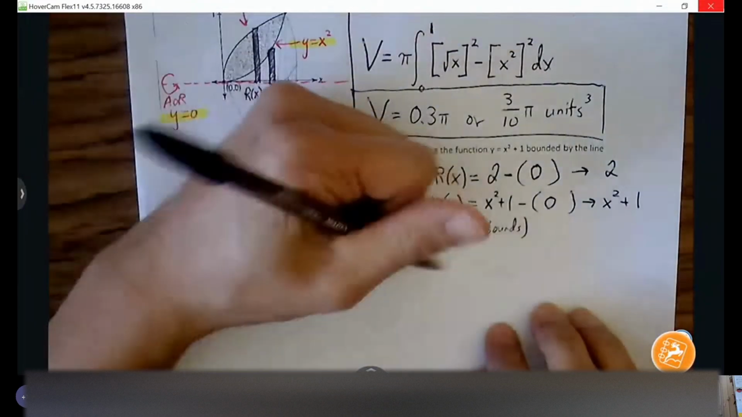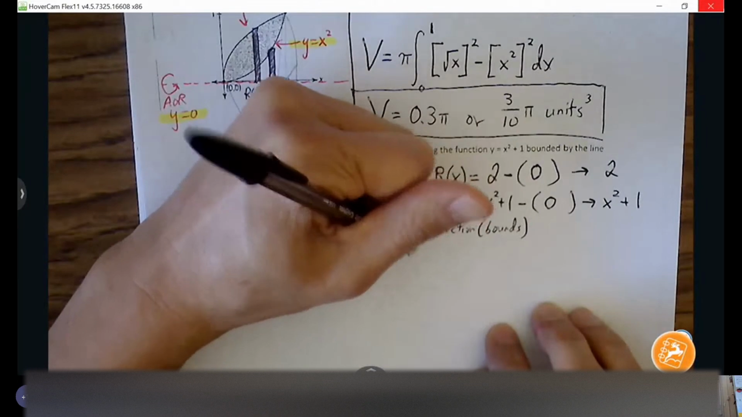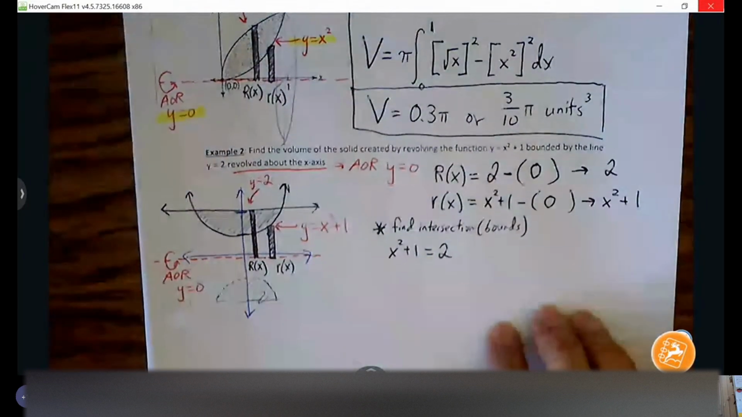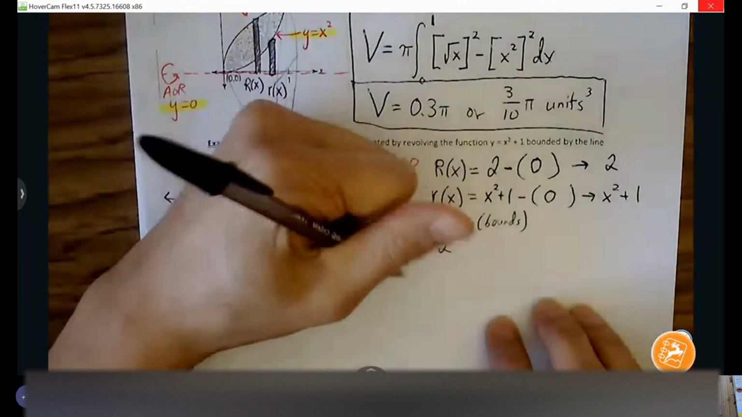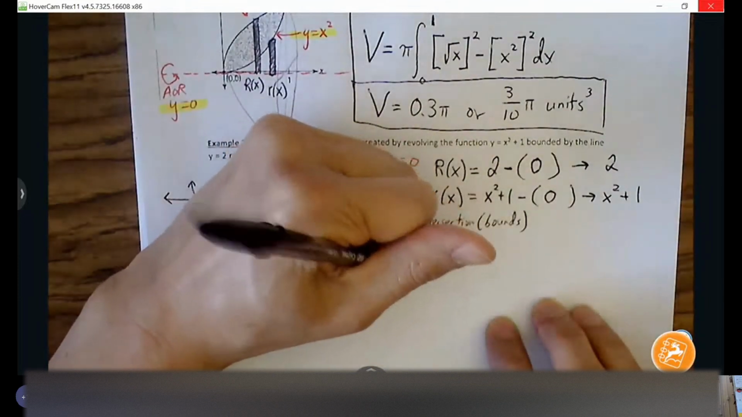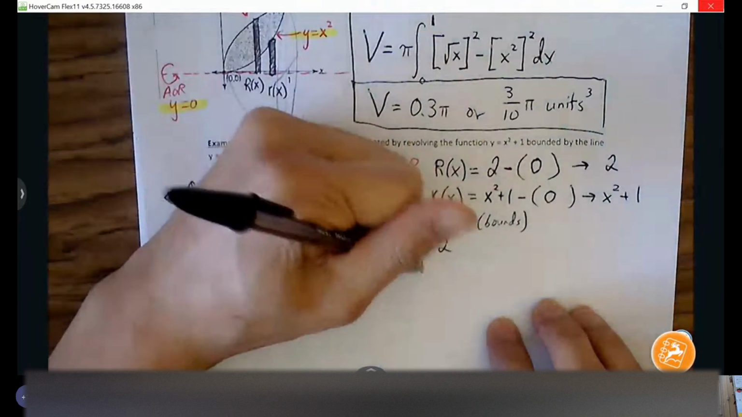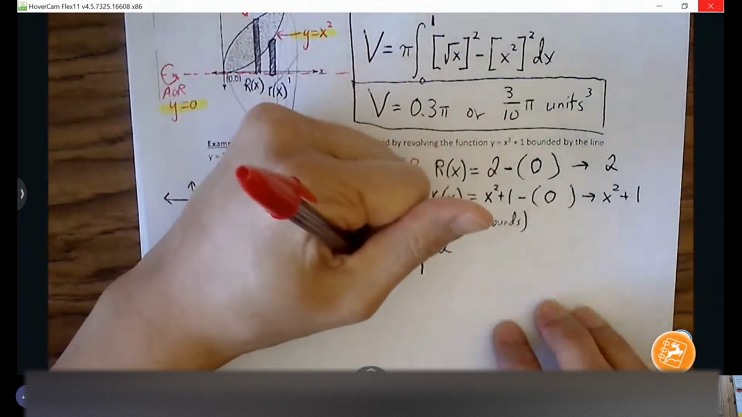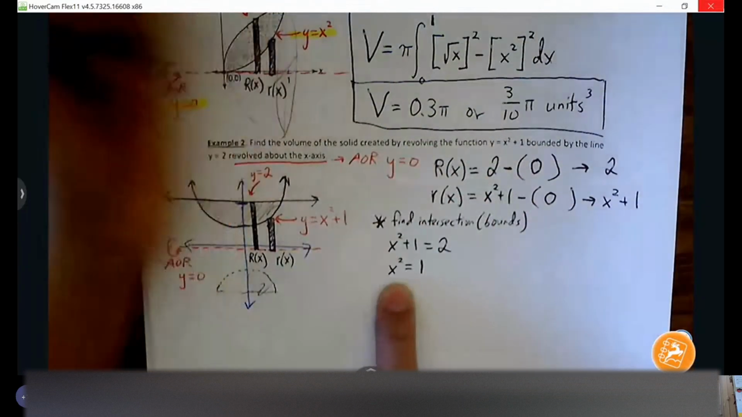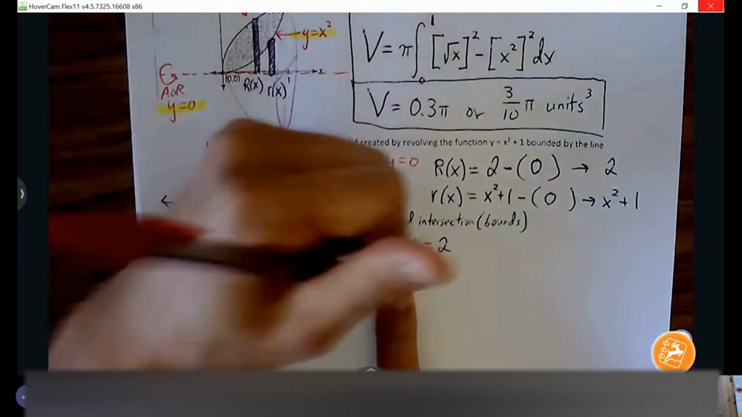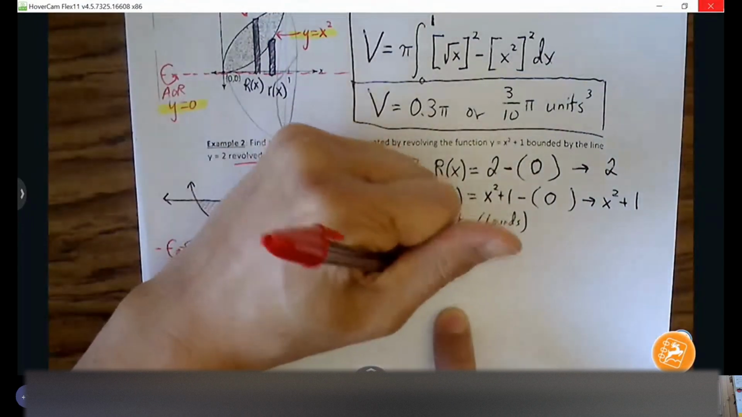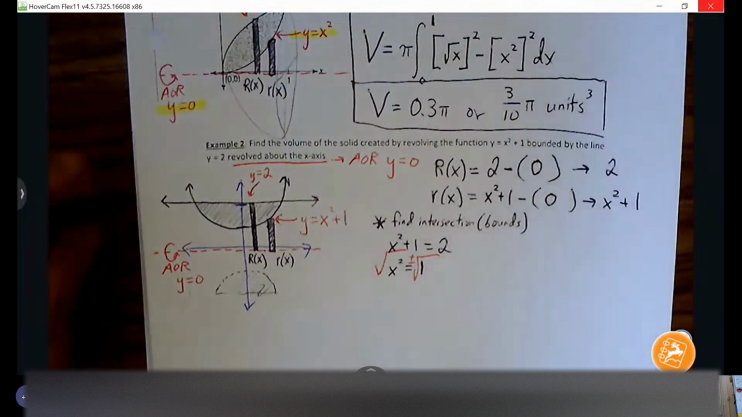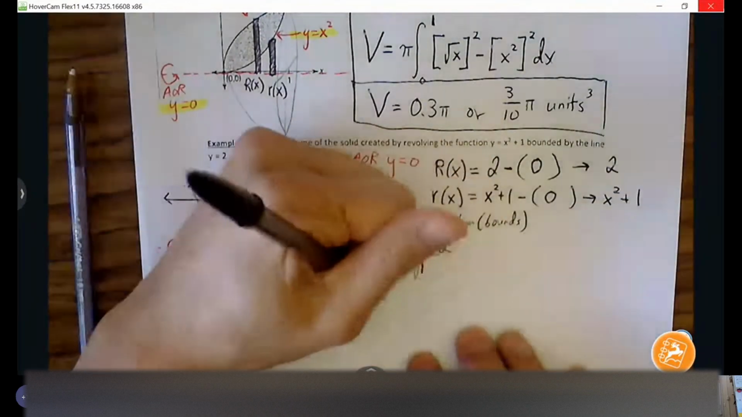Okay, so x squared plus 1 is the curve. 2 is the horizontal line. We set them equal to each other. Subtract 1, x squared equals 1. Next step, take the square root to solve for x. And what happens when we take the square root? Yeah, and that's perfect, right? Because we're looking for two boundaries, and we have our two values right there.